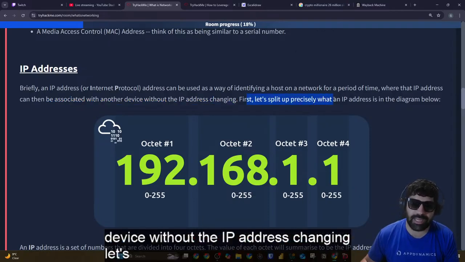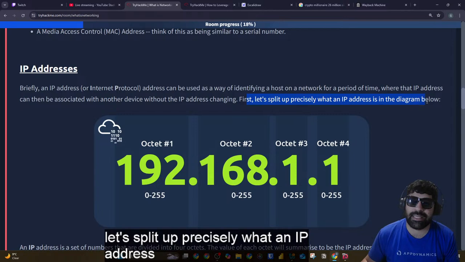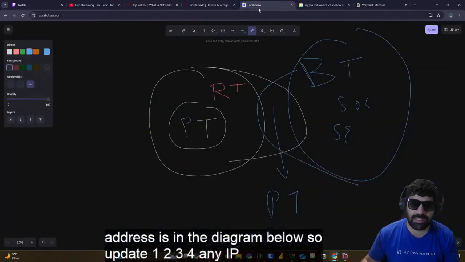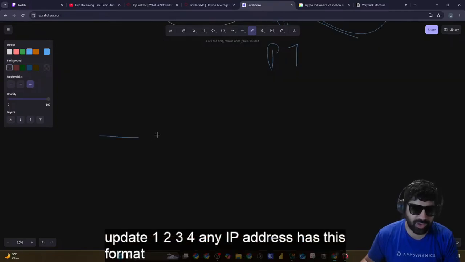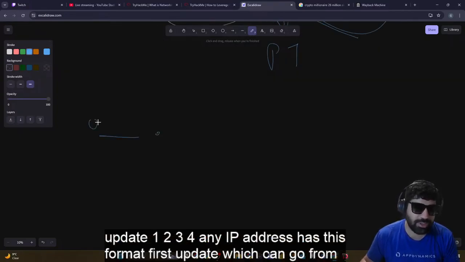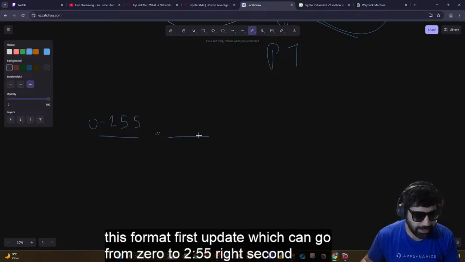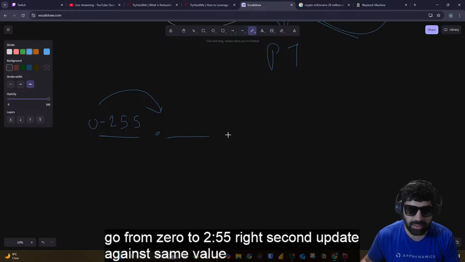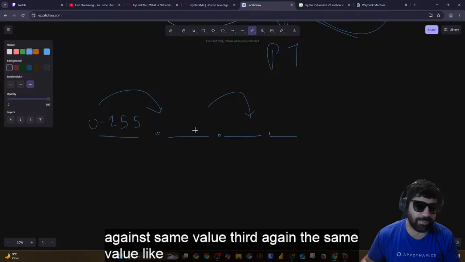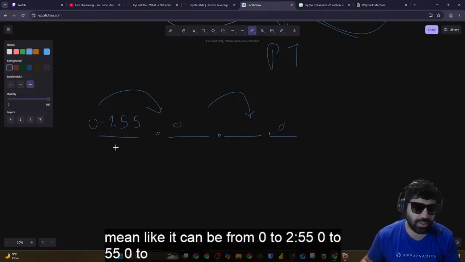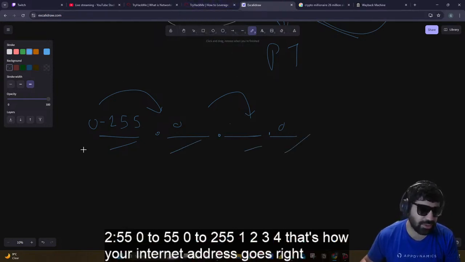Let's split up precisely what an IP address is in the diagram below. So octet 1, 2, 3, 4. Any IP address has this format. First octet, which can go from 0 to 255, right? Second octet, again the same value. Third, again the same value. It can be from 0 to 255, 0 to 255, 0 to 255. 1, 2, 3, 4. That's how your internet address goes, right?